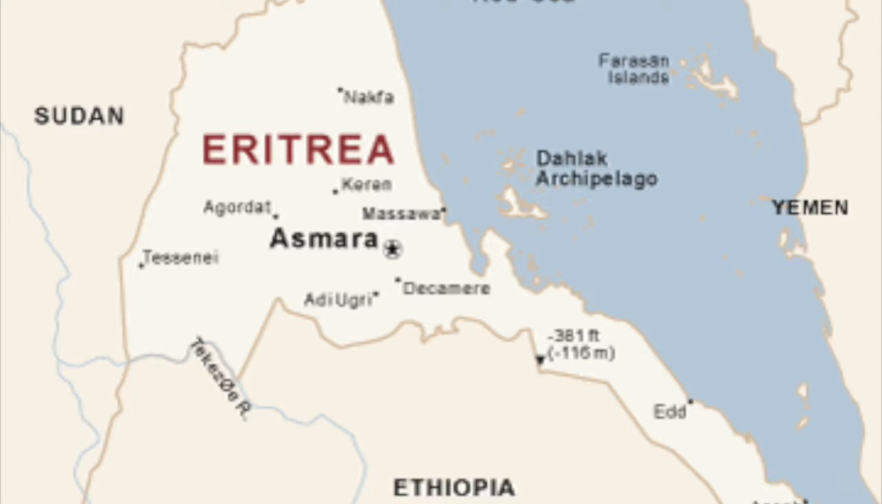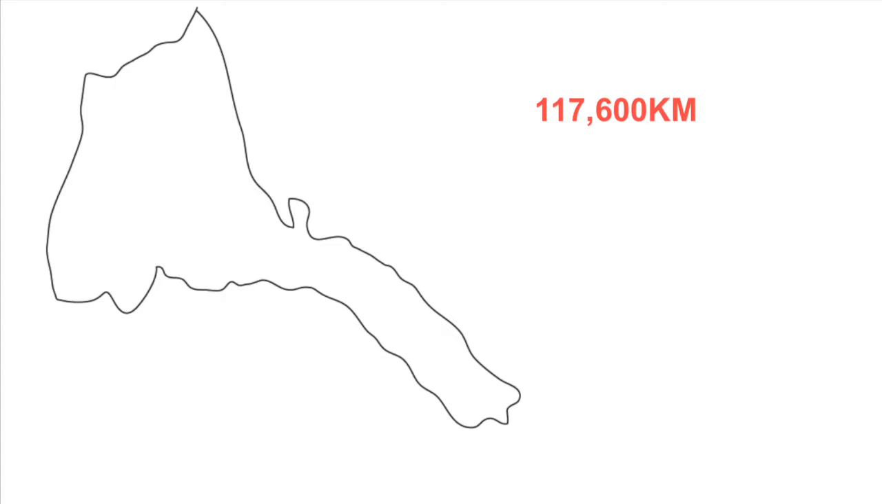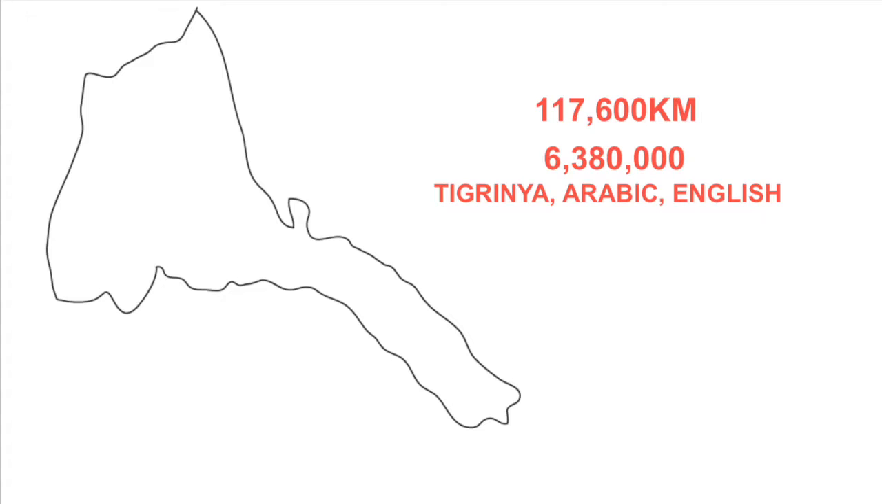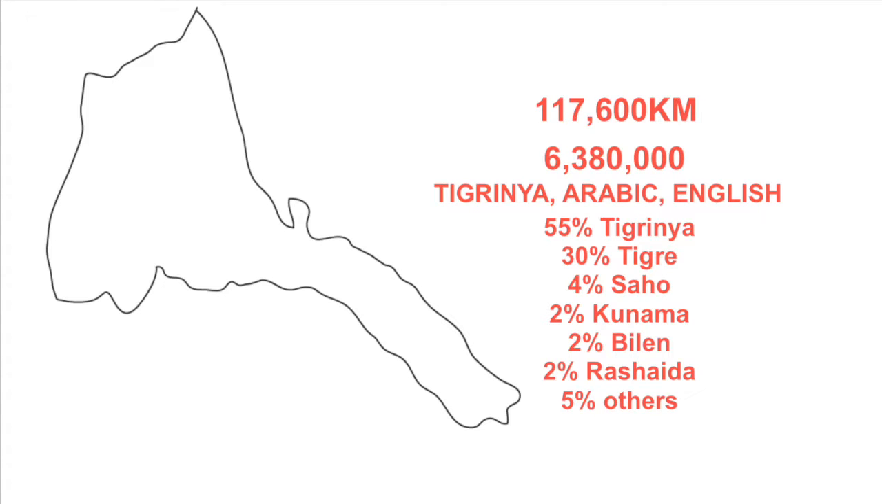Eritrea is situated between Sudan and Ethiopia. It has an approximate area of 117,000 kilometers squared and a population of around 6 million. In Eritrea, there are 3 main languages and over 7 main ethnic groups.